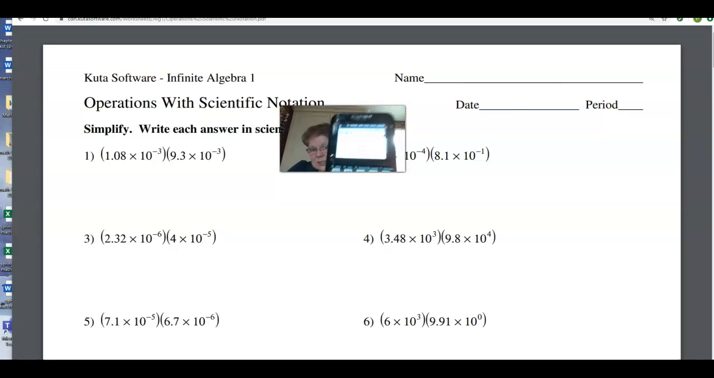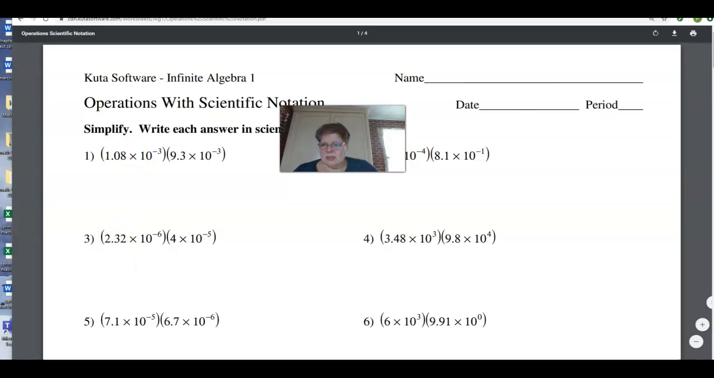I'd put in my parentheses, I'd put everything in the way that it's supposed to go. Sorry, I can't see it. And then that's going to give me a final answer once I type it in. And it is going to give it to me in scientific notation. So for number 3, then the answer is 9.28 times 10 to the negative 11th.